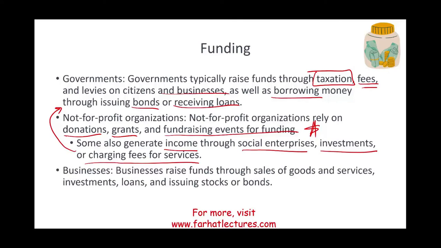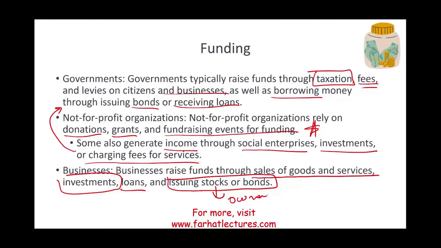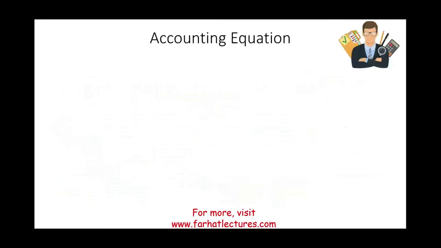Versus a regular business. How do regular businesses raise money? Usually through the sales of goods and services, investments, loans, and issuing stocks and bonds. Specifically stocks, those come from the owners of the business. So the business will have owners. How about government? Well, we're going to see the government doesn't have owners. We're going to see who are the true owners of the government. That's why you cannot issue stocks to raise money. Now, based on the different funding and the different mission, we're going to have different reporting objectives, which we will discuss later, not in this session, the financial reporting for governmental.